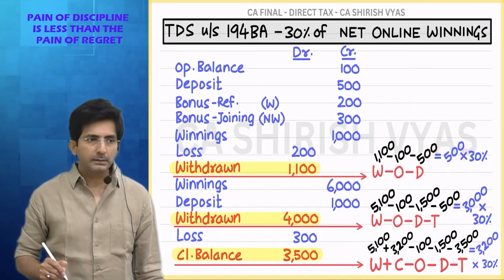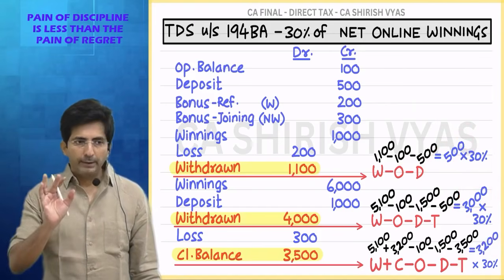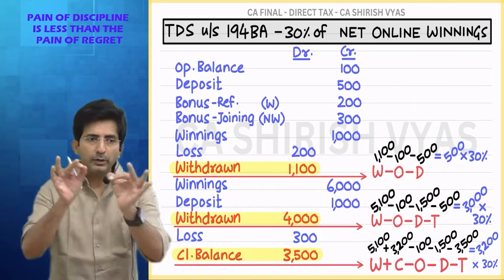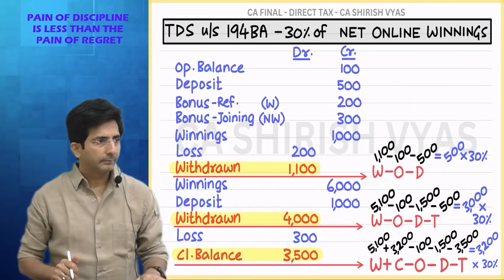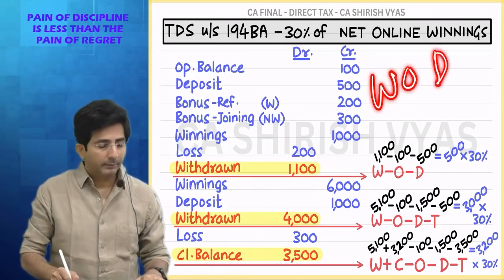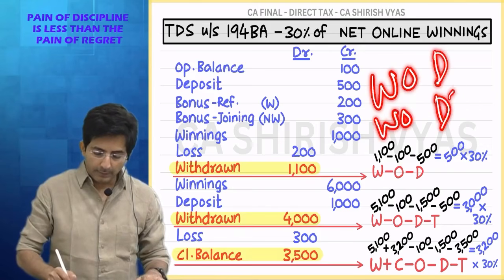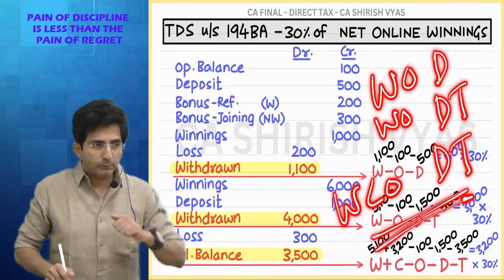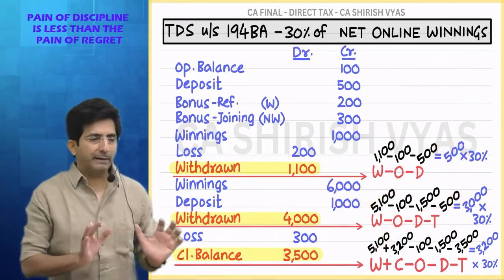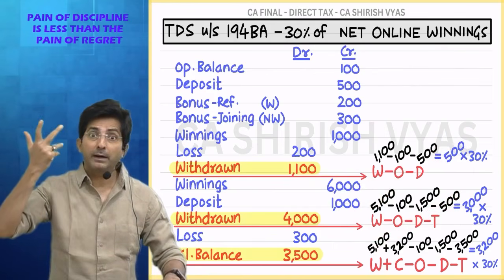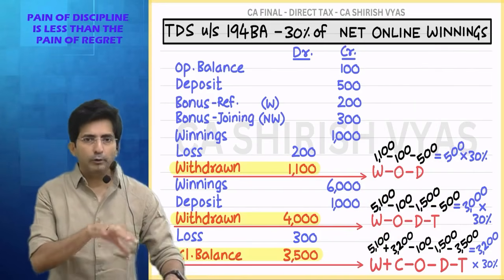So see, here also there is a formula. WACO-DT. You know how I pronounce this C? WOD, WODT, WACO-DT. What did I say? WOD, then WODT, WACO-DT. This way you have to remember. Because right now I can explain the detailed concept, but later on, sometimes you might forget the concept. So this formula you have to remember.